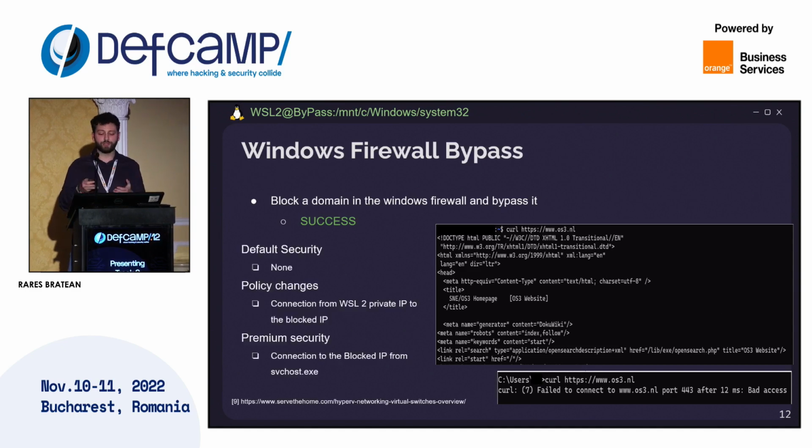So what did Windows see? In the default security, nothing. In the policy changes, we could see in the firewall that there was a connection from the WSL2 private IP to the blocked IP. And in the premium security with the Sysinternals, we can see that there was a connection to the blocked IP from the vmwp or svchost.exe. And why is that?